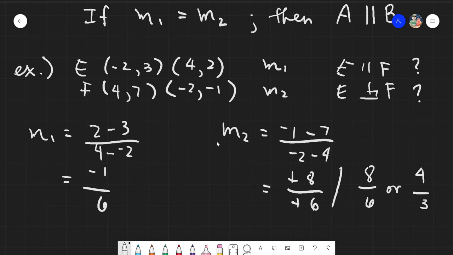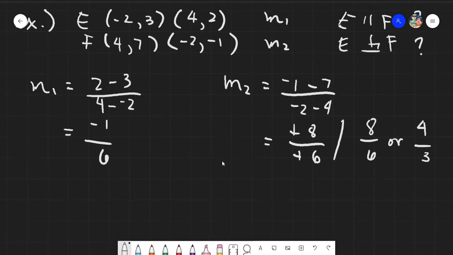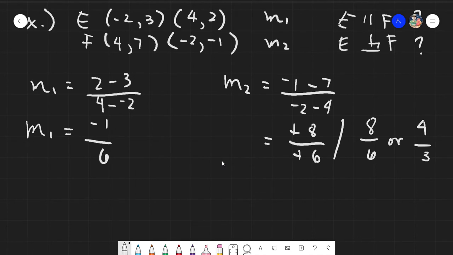So we have negative 1 over 6 and 4 over 3. Definitely, they are not equal, and they are not parallel, because they are not equal. So m sub 1 is definitely not equal to m sub 2. Therefore, E is not parallel to F. Okay. So how about for the second relationship, the perpendicular?